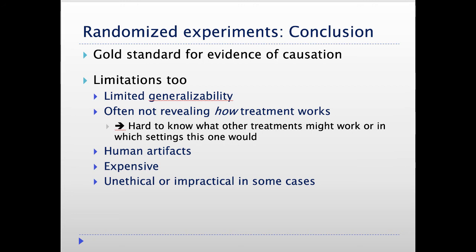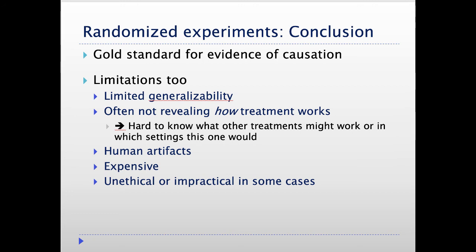So, randomized experiment. Gold standard for evidence of causation, but a lot of limitations. Generalizability. You know, often you did it in one place in time and you don't know. It also doesn't get you inside the black box. That's why we were talking about using qualitative research for this. You know, not revealing how a treatment works. They're all the human artifacts. They're expensive. And most of all, they're simply unethical or impractical in many cases.